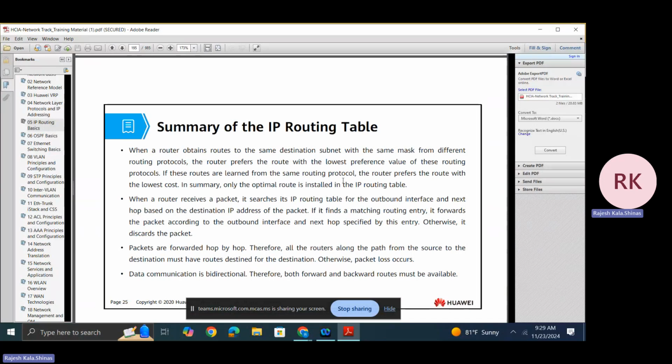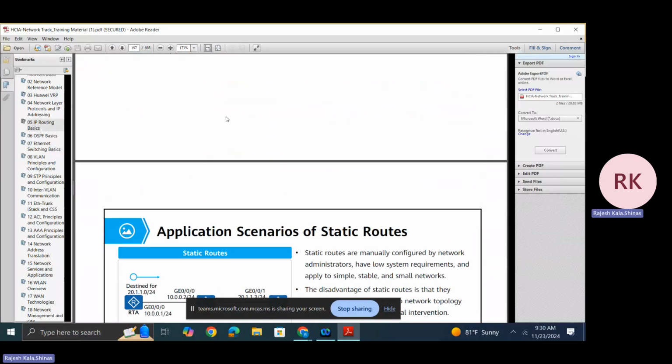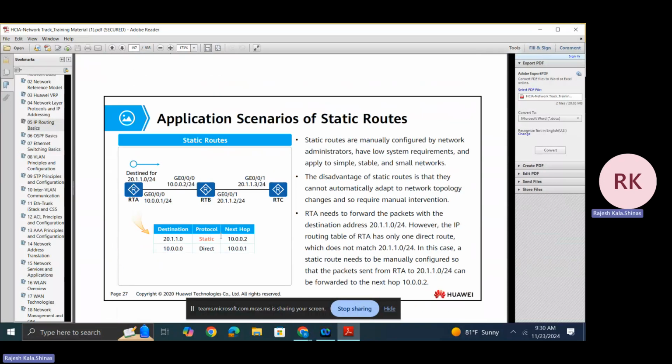IP routing table, I told you, every router has a routing table. So there will be the network address, mask, its next hop IP, then type of protocol, whether it is static, dynamic or like that, then the exit interface. We have to choose the network with the maximum bits matching in the destination IP address, and choose that one.